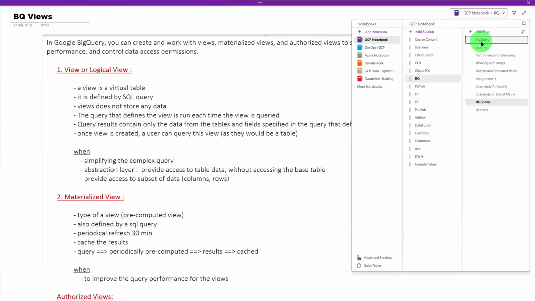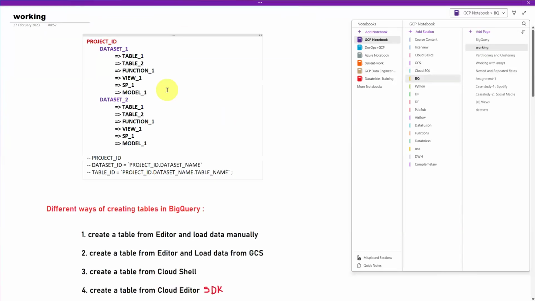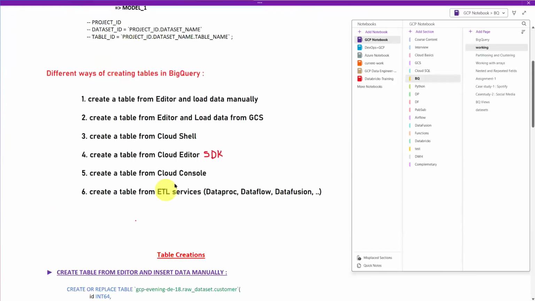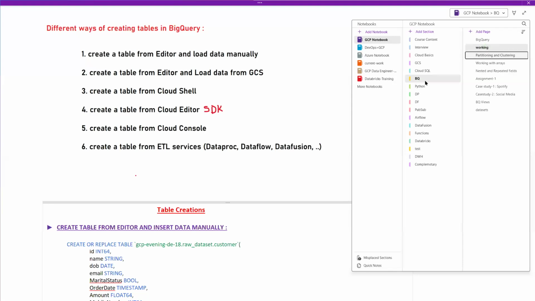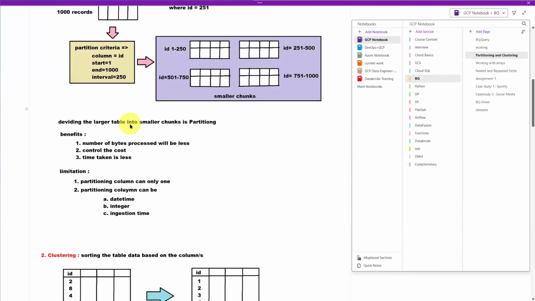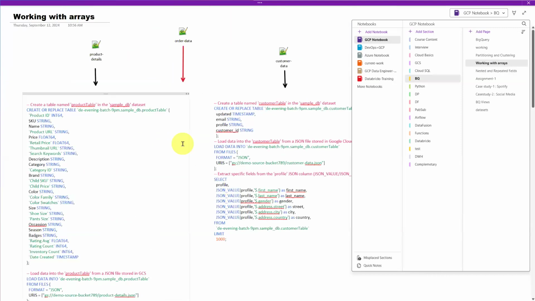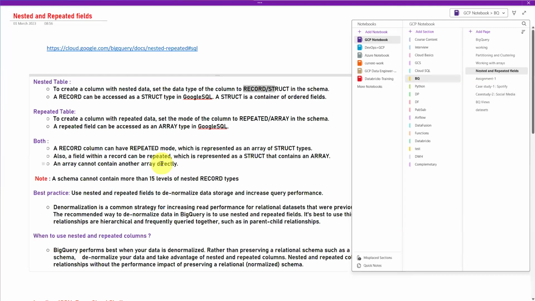Again, what is BigQuery? BigQuery's architecture, BigQuery's limitations, BigQuery's working hierarchy, different ways of creating tables in BigQuery from the console, editor, Cloud Shell, Cloud SDK, ETL services, all of those things we are going to see. And what is a native table, what is an external table, what is partitioning, what is clustering, working with arrays, one of the complex topics in BigQuery. We are going to make it very simple for you guys. Nested fields and repeated fields.